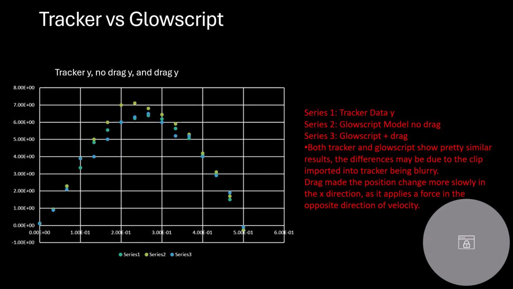Here's my Tracker versus GlowScript data. Also Tracker Y, no drag Y GlowScript, and then drag Y GlowScript. Series 1 is Tracker data Y, Series 2 is GlowScript model no drag, and Series 3 is GlowScript plus drag. Both Tracker and GlowScript show pretty similar results. The difference is maybe due to the clip imported in the Tracker being blurry, which would make tracking difficult and would make the graph slightly off. Drag made the position change more slowly in the x direction as it applies a force in the opposite direction of the velocity.